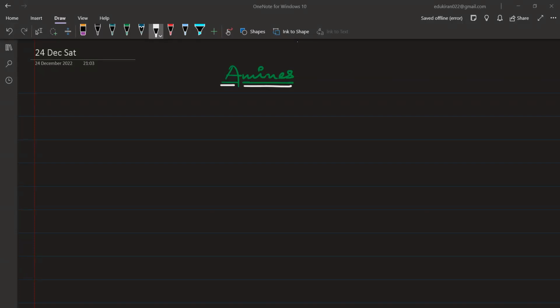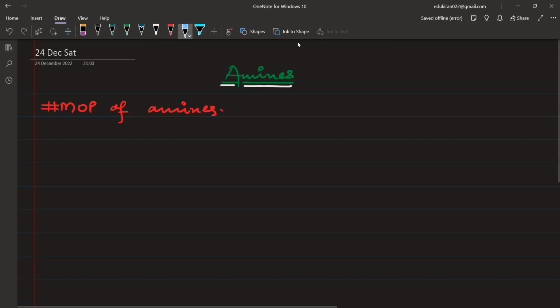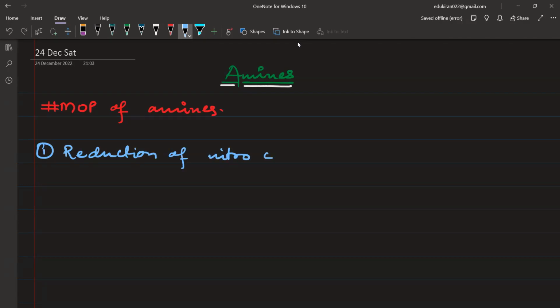Okay. So in amines, please write first of all reduction of nitro compounds. पहले method of preparation लिख लीजिए. We are going to talk about the method of preparation of amines. Right, the first method of preparation, reduction of nitro compounds. ठीक है, reduction of nitro compounds.